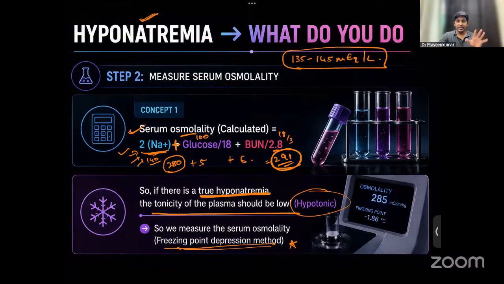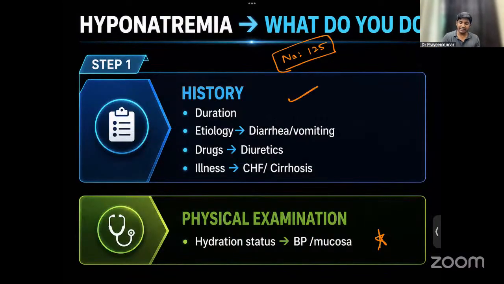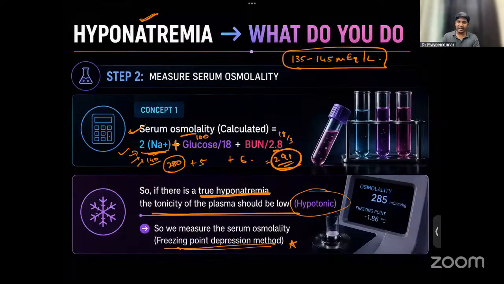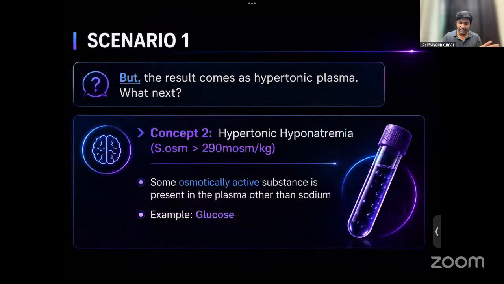Now I said step one is history and physical examination. So whenever you have a case of hyponatremia, you get a history and physical examination. Then you do serum osmolality. And what do you expect? You expect the serum osmolality to come as hypotonic serum. But to your surprise, it is coming as hypertonic plasma. You have a sodium level of 120 only, but you are getting your plasma tonicity as hypertonic.